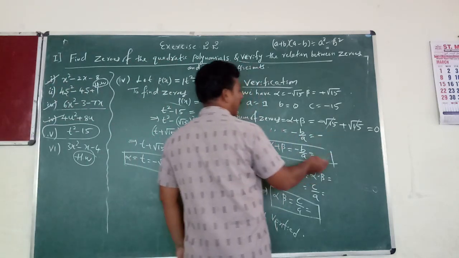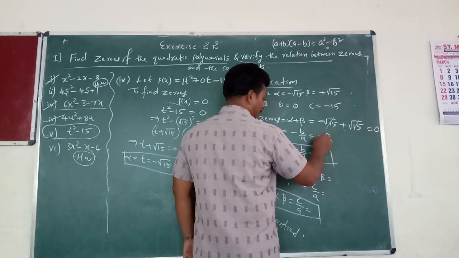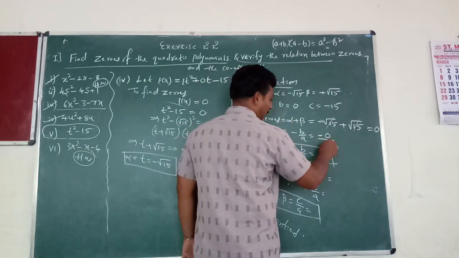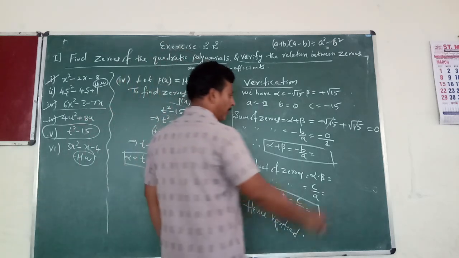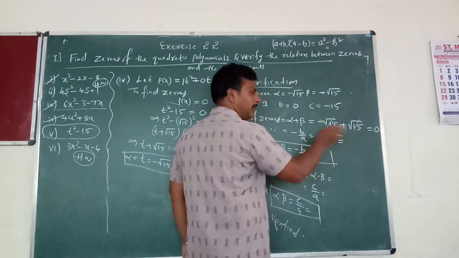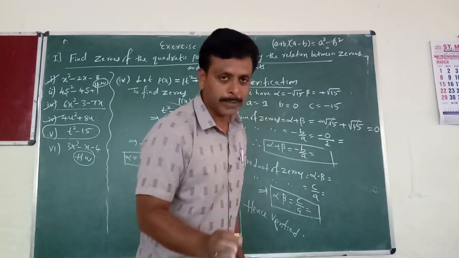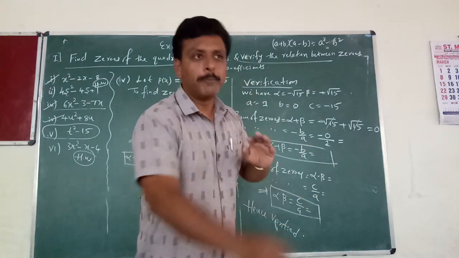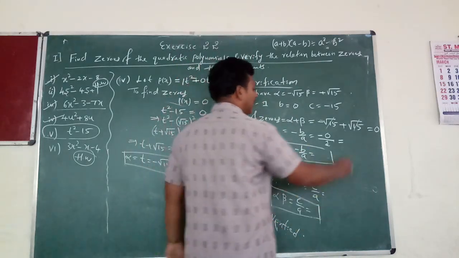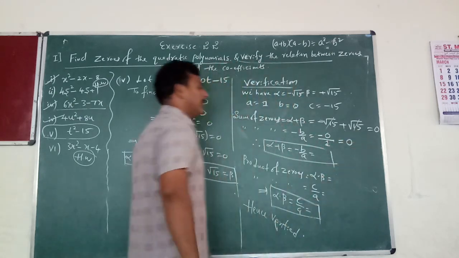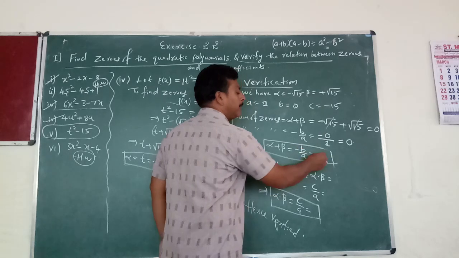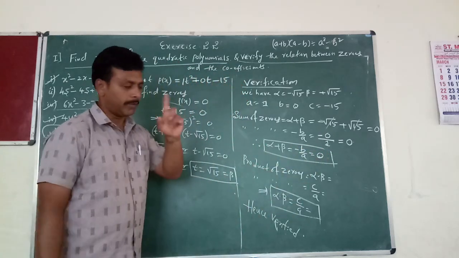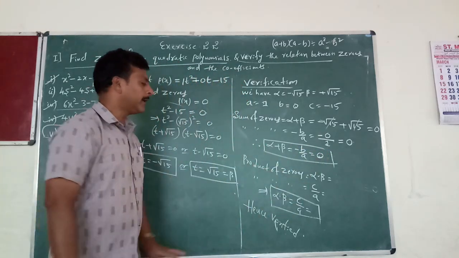Minus, minus. What is b value? 0, divided by what is a value? 1. Already I said 0 divided by anything is 0 only. There is no minus 0 and plus 0. 0 is the only number, it does not have a plus sign or a minus sign. So this is called a 0. So both are equal. Alpha plus beta is equal to minus b by a is equal to 0. First verification over. Next, product term.